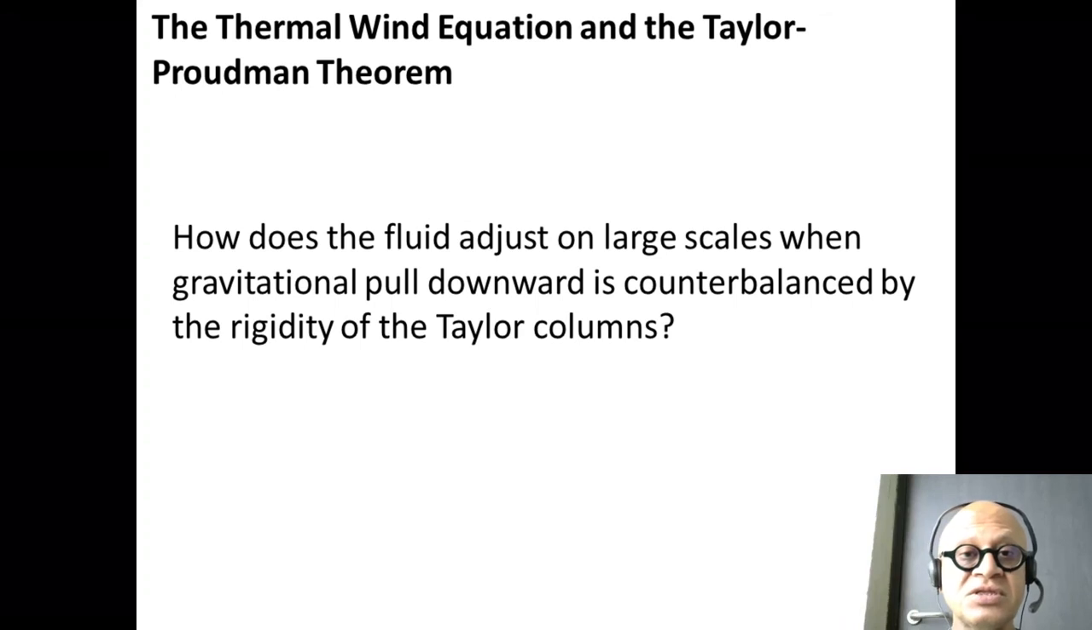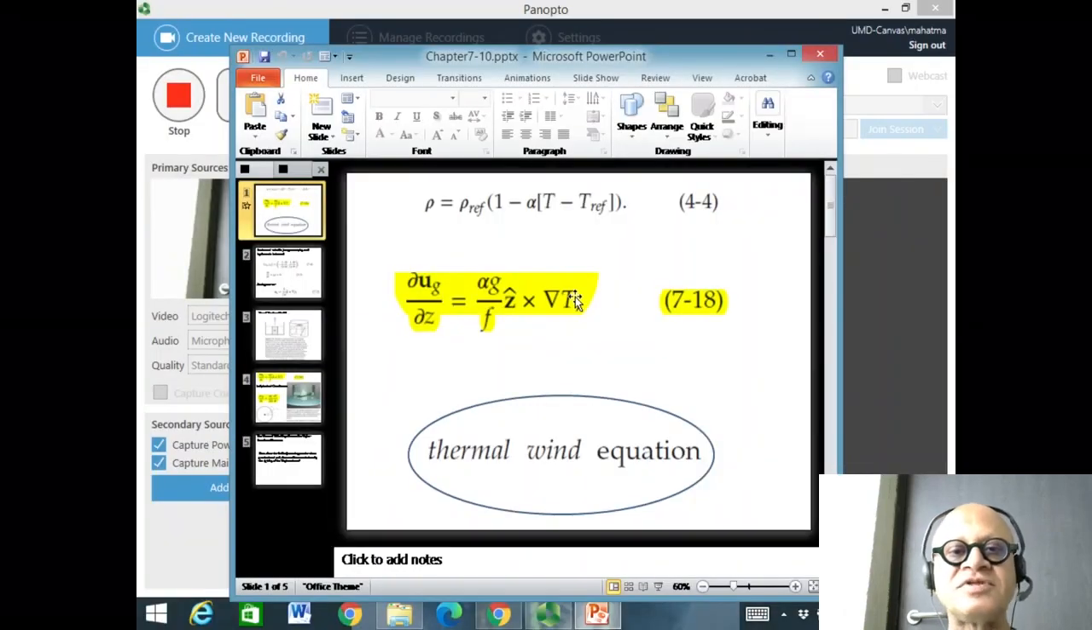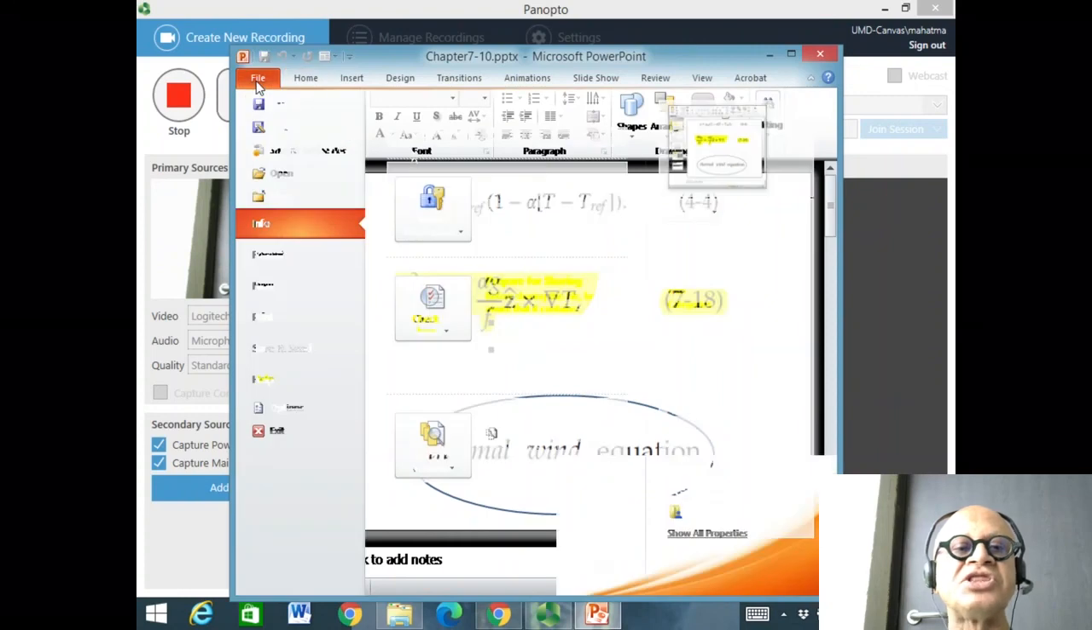Okay, so how does the fluid adjust on large scales when gravitational pull is downward? When you tilt the air column, you have to somehow make sure that it doesn't keep tilting or tilt over. What counterbalances the rigidity of these Taylor columns? We will see that balance in the next podcast.